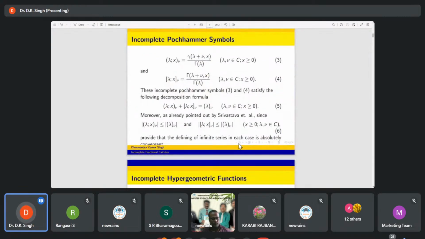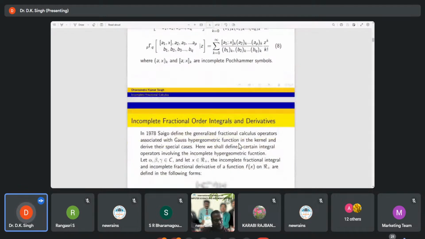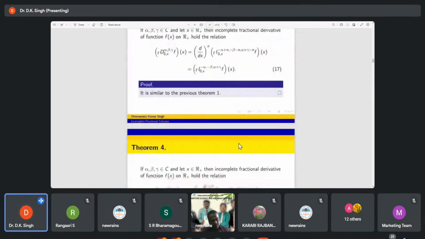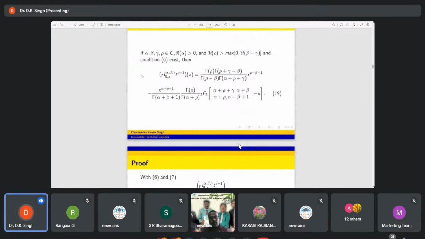These conditions should exist for any incomplete form. That's why I'm using them here. If condition 6 exists, then we can obtain the incomplete fractional integral operator.